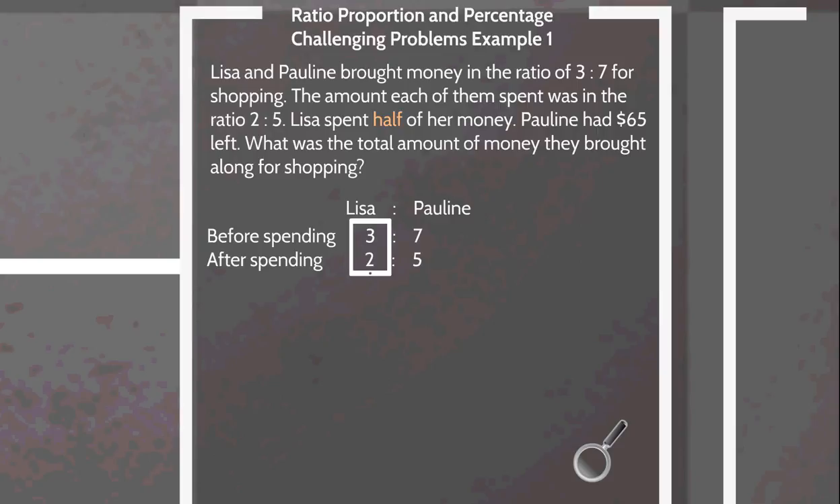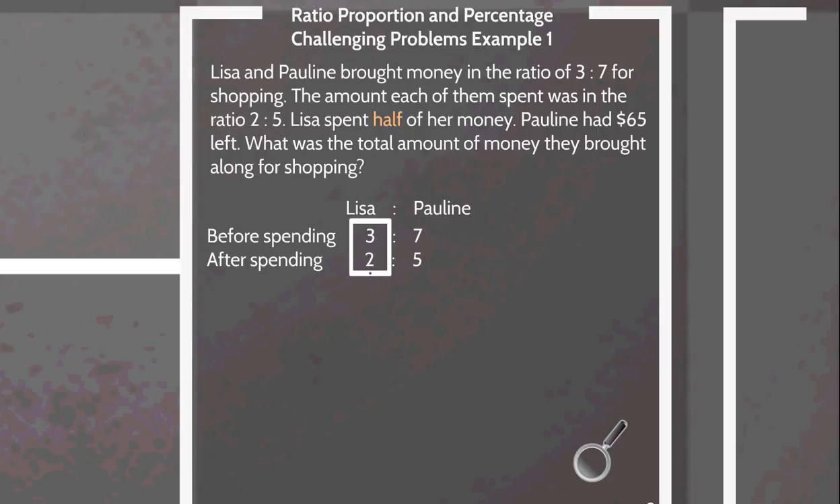That would have been good. It's better than 3 and 2, because 3 and 2 doesn't even look like it's half. So we prefer it like 12 and 6. And because these are ratios, they are not actual numbers, it's not the actual dollar amount, and this is a ratio representation. So these are actually units representing the amount of money Lisa had before and after spending.